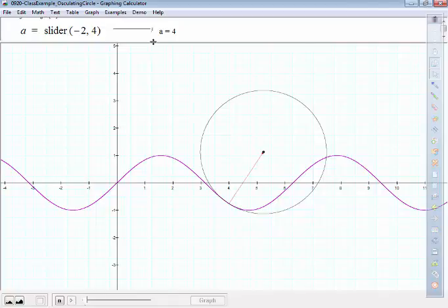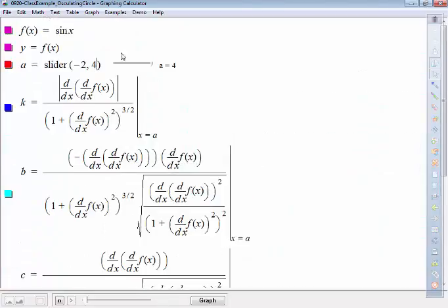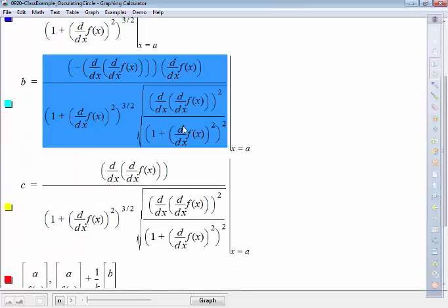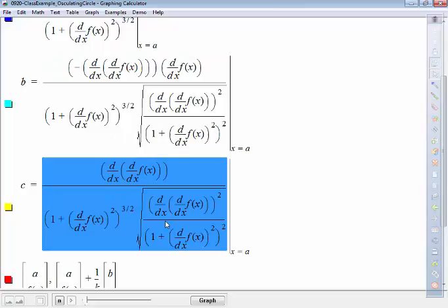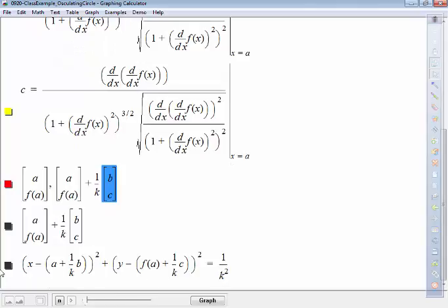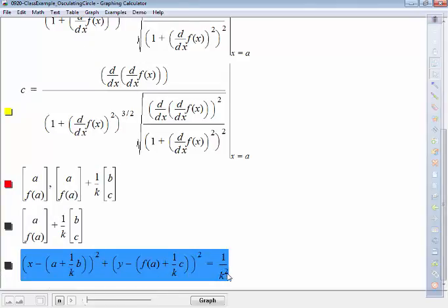So this program has the function that you would define, and then it has a slider that you can change. There's the curvature, and then I have to find the x and y components of the point that we're going to get to. These are the x and y components of the unit normal vector. And after you do that, it's 1 over the curvature times the normal vector. And then here's the circle right here.